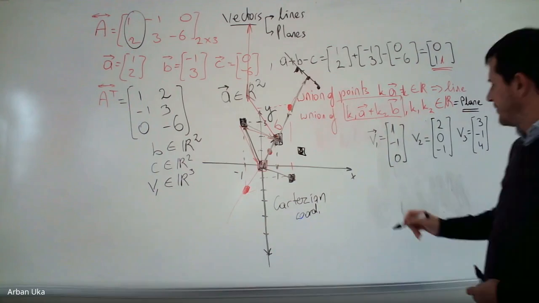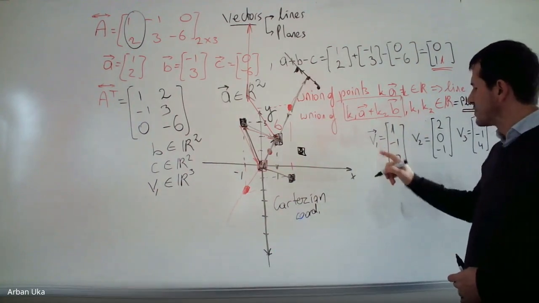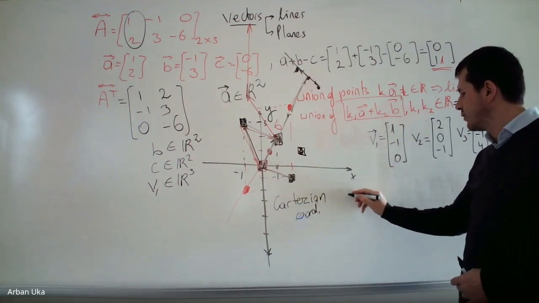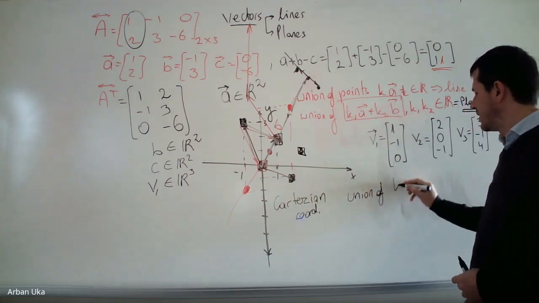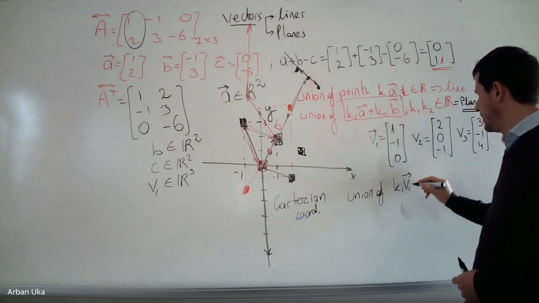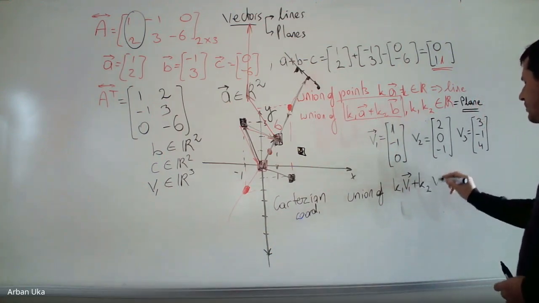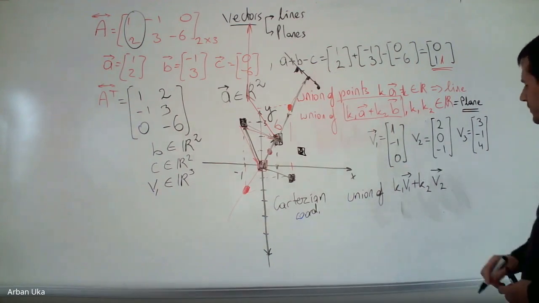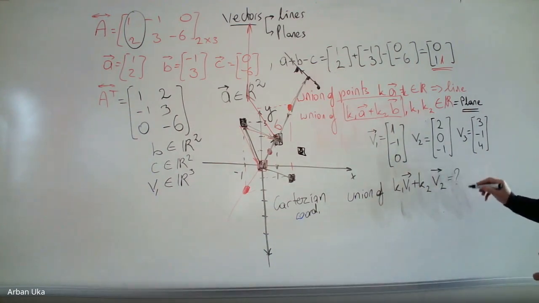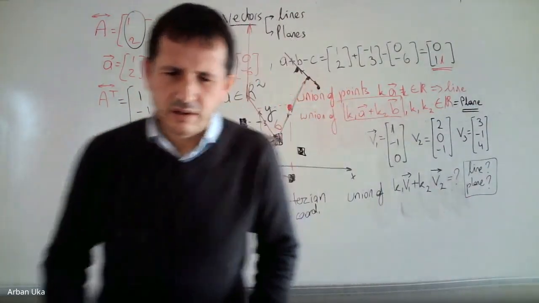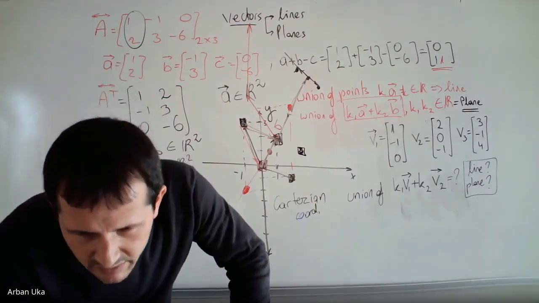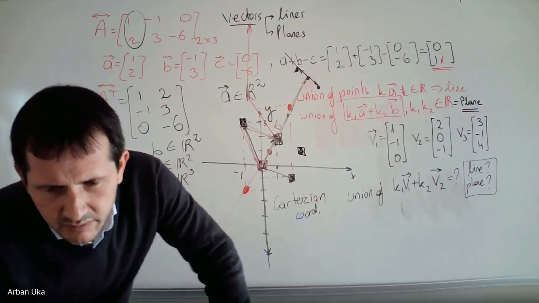Then we can say that for any linear combination, if we do something similar, let's check what is the union of K1 V1 plus K2 V2. So what is this? Could this be a line or a plane? Which one would you rather think that you can construct? So let's ask Medina, who is next in line. Medina, what do you think?